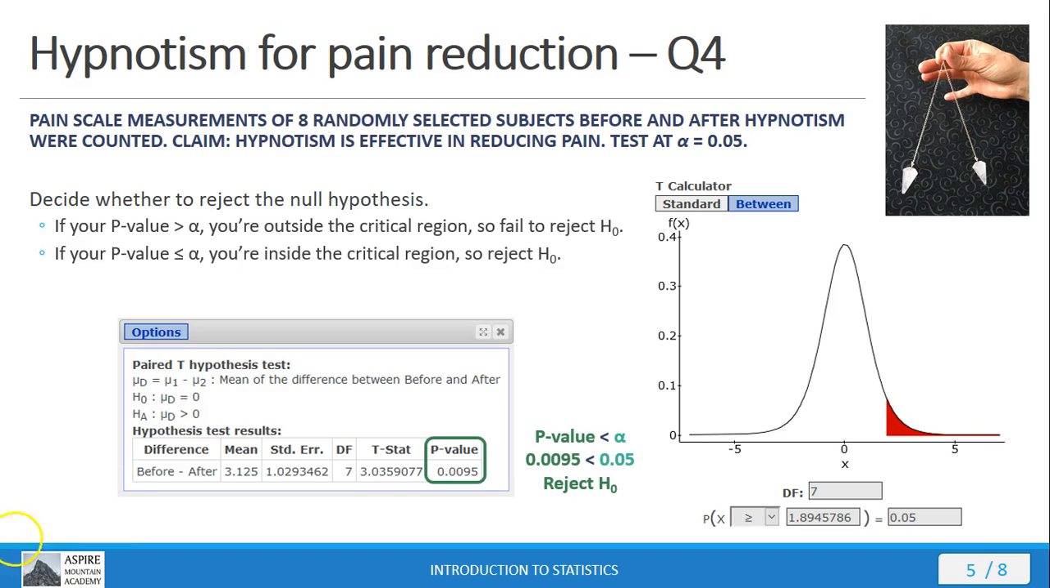Alternatively, if we use the test statistic, 3.03 is going to be somewhere right around in here, because the boundary region here is 1.89. So we're going to be inside that tail, inside the region of rejection. Therefore, we reject the null hypothesis.